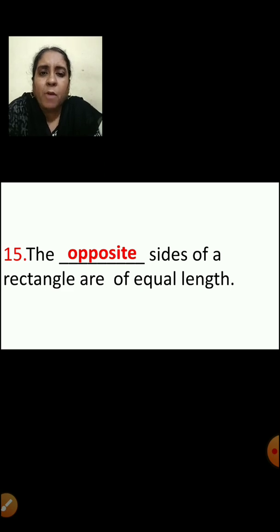What is the spelling of opposite? O-P-P-O-S-I-T-E. Say again. O-P-P-O-S-I-T-E, opposite.